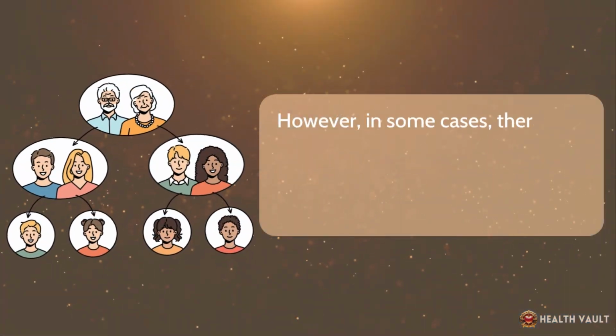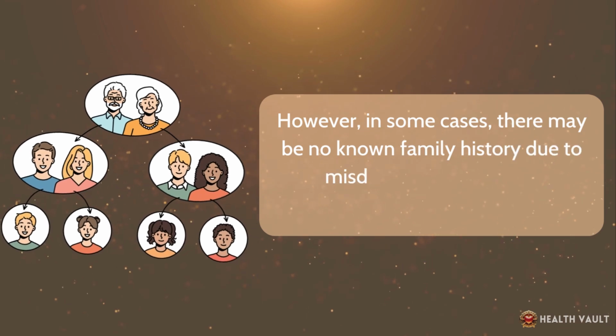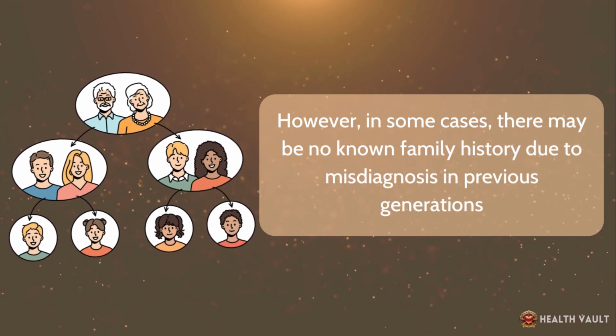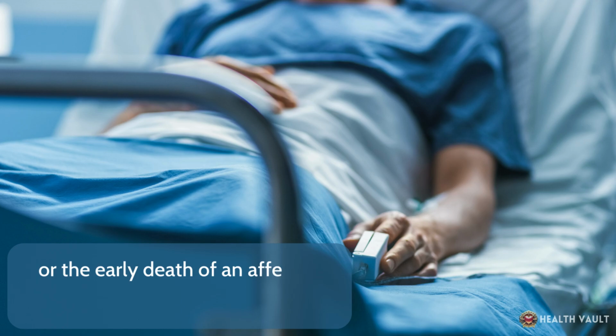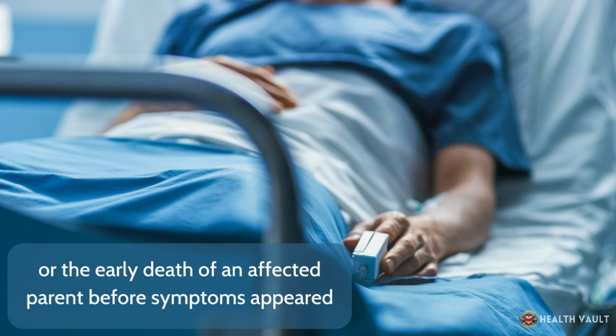A family history of Huntington's disease can be a strong indicator, given its inherited nature. However, in some cases, there may be no known family history due to misdiagnosis in previous generations or the early death of an affected parent before symptoms appeared.